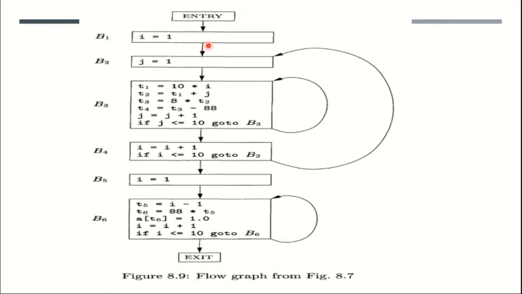Here B1 is the first basic block, B2 is the second basic block, and B3 is the third basic block, which contains the sequence of instructions from 3 to 9. The third, fourth, fifth, 6, 7 and 8 instructions, and the 9th and 10th instructions form block 4, and only the 11th instruction is another block. Only the 12th instruction is another block, and from 13 to 17 we have another basic block. So this is the flow graph for our discussed code, the 10 by 10 identity matrix code.